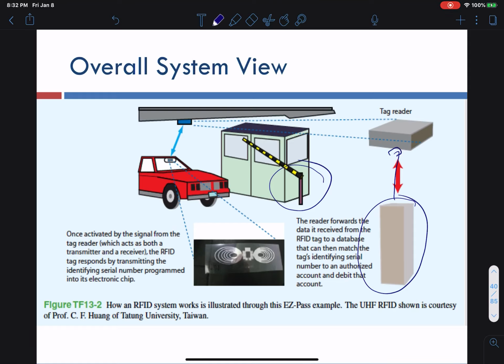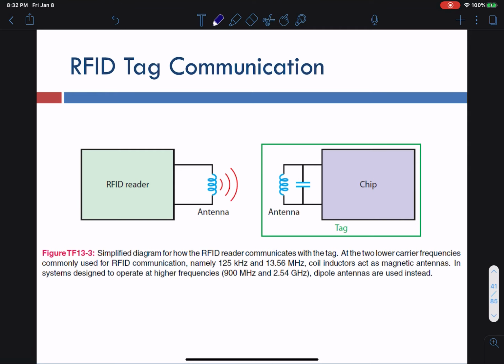So there are two coils. One coil from the reader transmits a signal. That signal comes to the antenna of the tag, and that signal should be strong enough to produce enough current to activate the chip if it's passive. Then the chip will activate and send that serial number back to the tag reader, and the tag reader reads it and sends it to the database, which reads it, and if it matches, it's going to take the action. So that is passive.